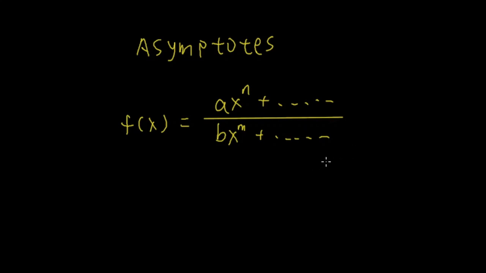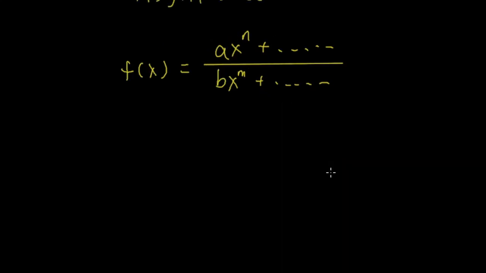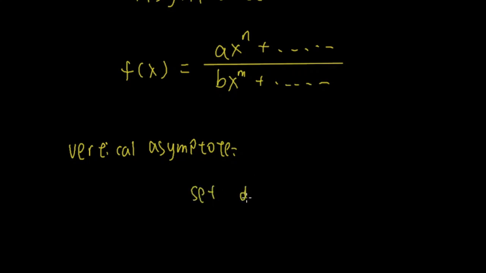Now, let's talk about the asymptotes. The first one I want to talk about is the vertical asymptote. So when do we have a vertical asymptote? We usually can set the denominator equal to 0, and then find the value of x here. Because you cannot divide anything by 0, the denominator cannot be 0.